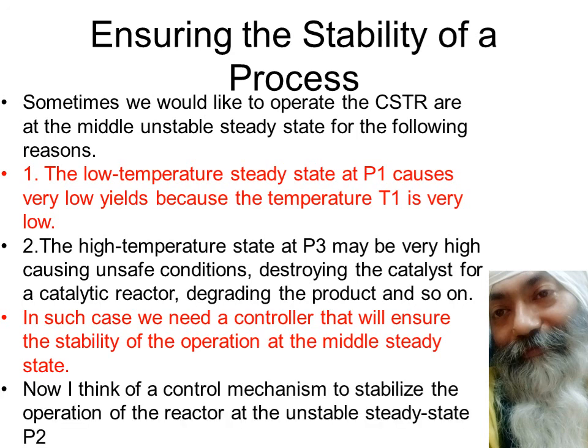So you think of a mechanism, or I think of a mechanism, to stabilize the operation of the reactor at the unstable steady state P2. So what kind of controller do you want? Some kind of feedback controller, which we will discuss. We have plenty of lectures left, and that's what you're going to do: study the control mechanisms to ensure the stability of a process.